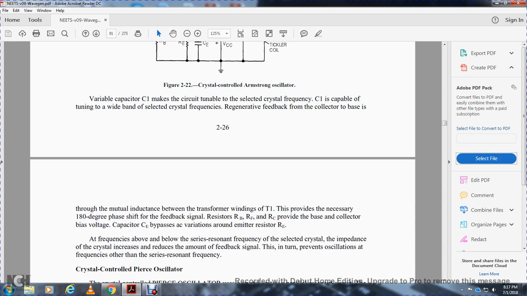Regenerative feedback from the collector to the base through the mutual inductance of transformer 1 provides the necessary 180 degree phase shift of the feedback signal. The bias resistor with the forward bias resistor provides the current, and the collector resistor provides the collector-base voltage. The capacitor bypasses the AC variations around the emitter resistor.